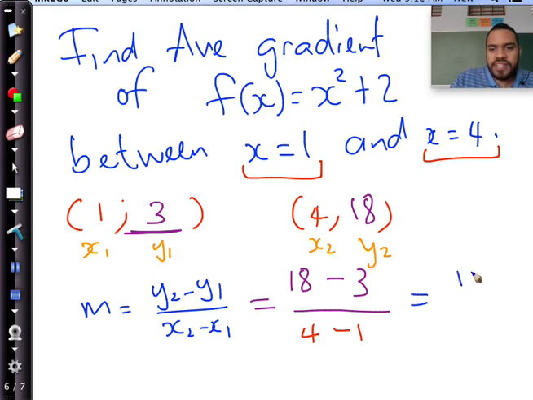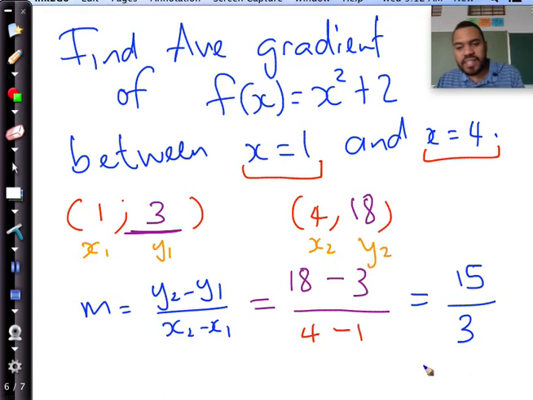18 minus 3 is 15, and 4 minus 1 is 3, so 15 over 3 is equal to 5. And this is 5 over 1. So for every 1 unit that you are running, or that you displace horizontally, you end up displacing the y value by 5. It means that's your slope, that's your steepness. Okay, so this is the average gradient.